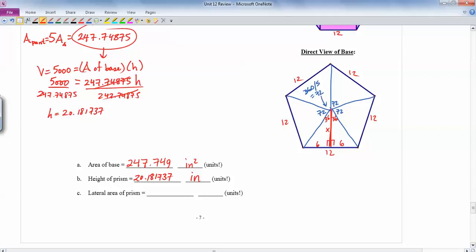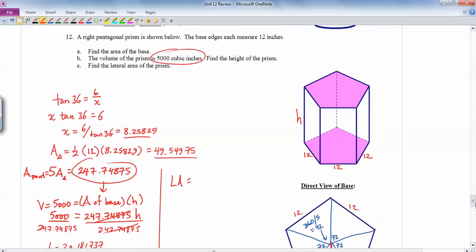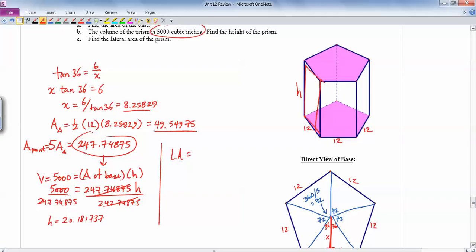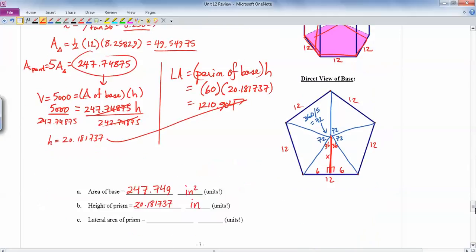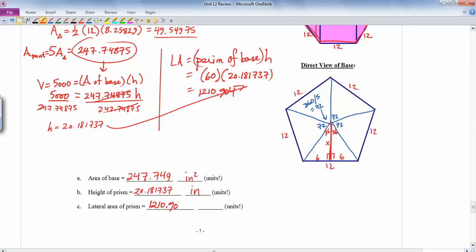So the last thing we need is the lateral area of the prism. Now, one way you could do it is 12 times h and then multiply that by 5. But the shortcut for a prism is perimeter of the base times the height of the prism. Well, the perimeter of the base is 12 times 5, so that's 60. And then the height we have right here, 20.181737. If you multiply that by 60, you end up with 1210.904 inches squared because it's an area. Okay.